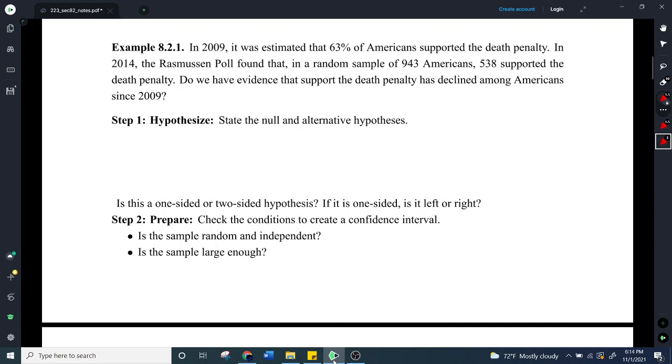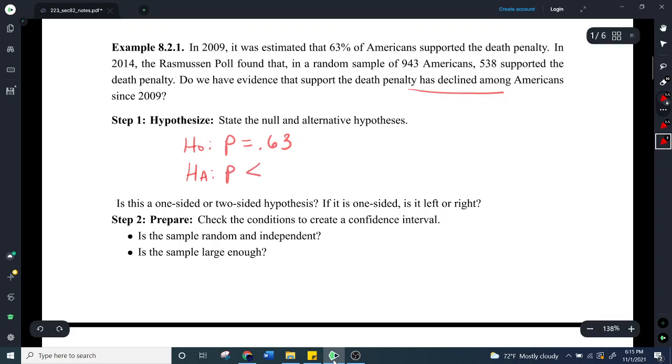So let's start with the null and the alternative hypothesis. So the null hypothesis, remember, is the assumption that nothing has changed, status quo, it is still 63%. So the population proportion is still 63%. Notice I'm using p here, not p hat. The alternative then, remember, is always based on the way the question is phrased. So it says, do we have evidence that the support for the death penalty has declined? So that would be that p is now less than 63%.